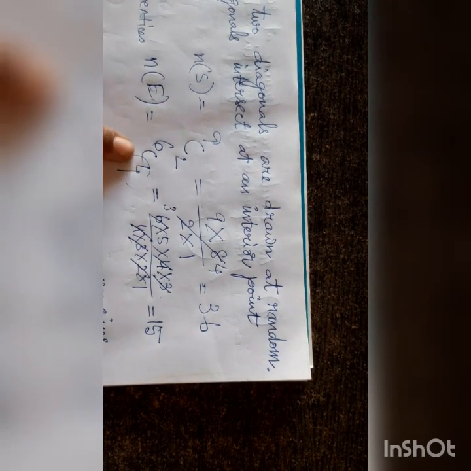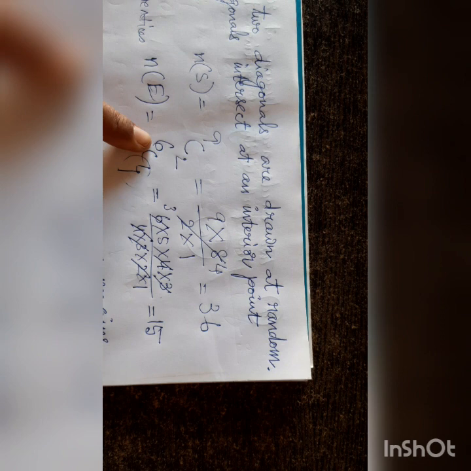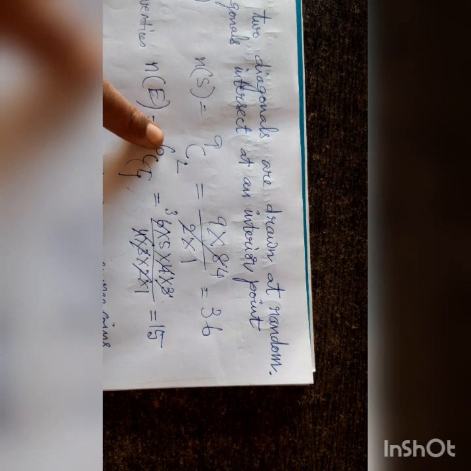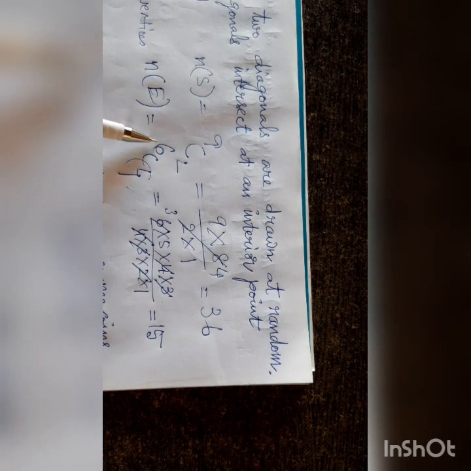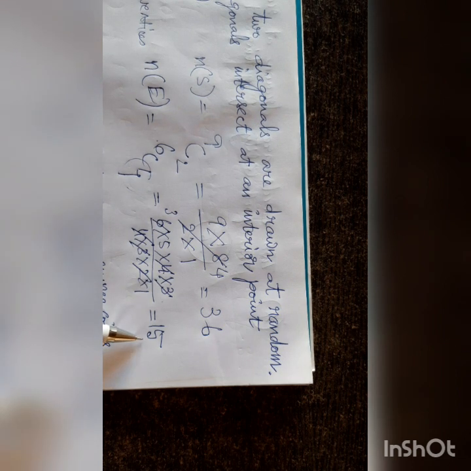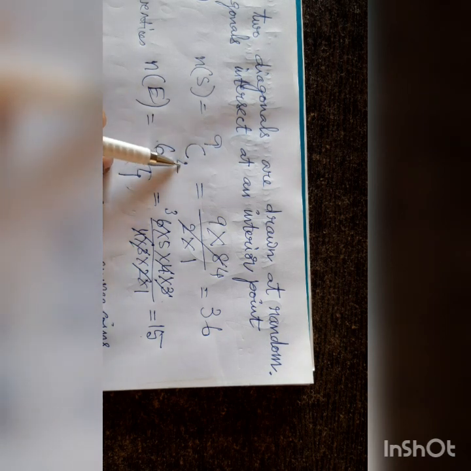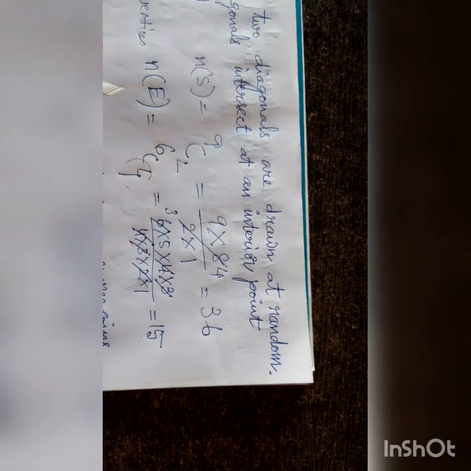What is 6C4? Our favorable thing. 6 vertices are there. Any two vertices can give us a diagonal. So 4 vertices I have taken for the 2 diagonals, which are assumed to be intersecting at an interior point. That is 6C4. 9C2 means I have selected 2 diagonals out of 9 diagonals. That is n of S.